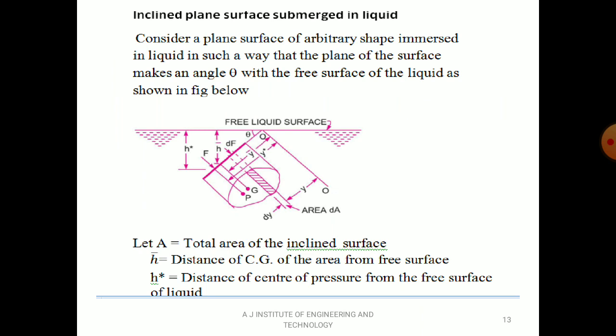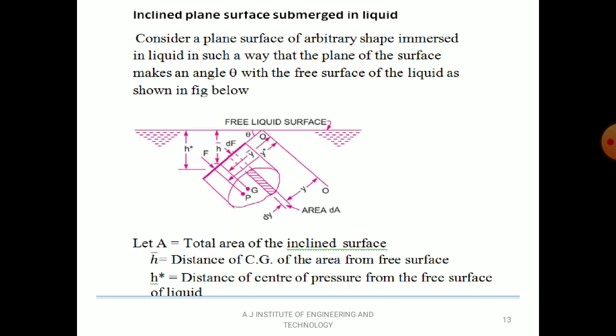So you can just consider the free surface of liquid and one arbitrary shape. Project that arbitrary shape at an angle theta to the line of inclination. You can see the dark line. The center of pressure is point P, and the center of gravity is point G. From P to that line of inclination, you just project.